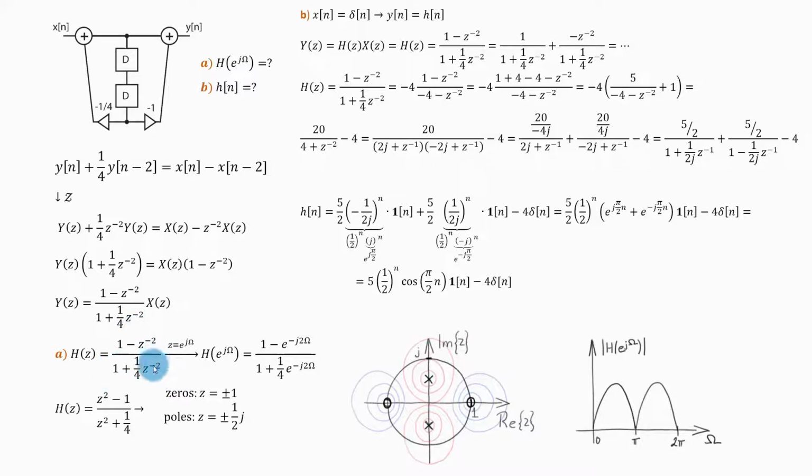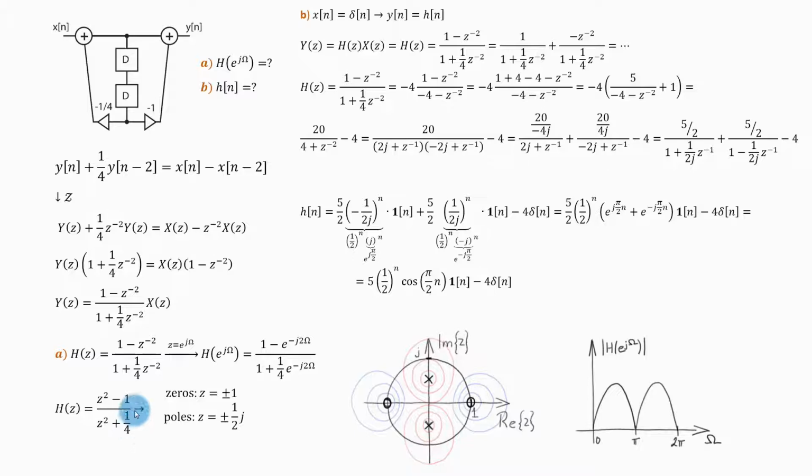To get the zeros and poles of the transfer function, it is best to put the transfer function in the form where I have positive powers of z. In this case, I need to multiply both the numerator and the denominator by z to the power of 2. When I do that, I will get the transfer function in this form.